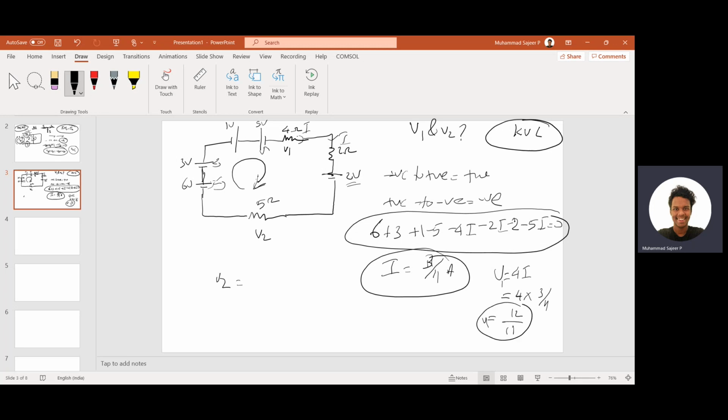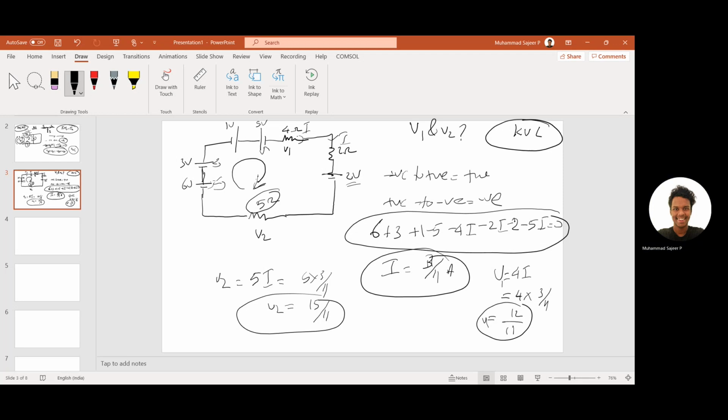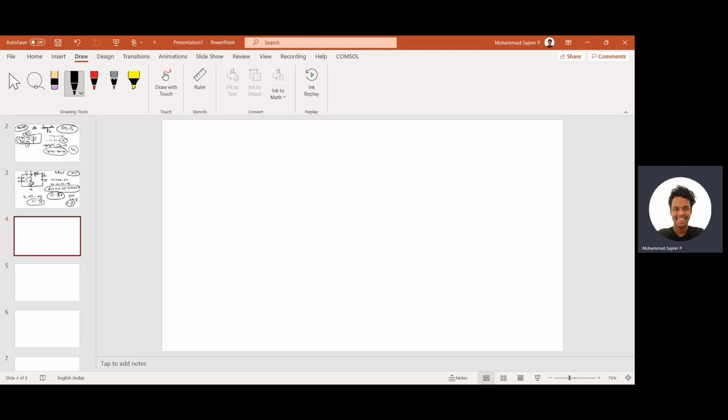And what is V2? V2 equal to 5 into I, and I is 5 into 3 by 11, so it is 15 by 11. So V2 you also got. So you are able to get V1 and V2 using this method, and I think that is pretty simple. Not much hard work is required. Okay, now let's go into a tricky problem.